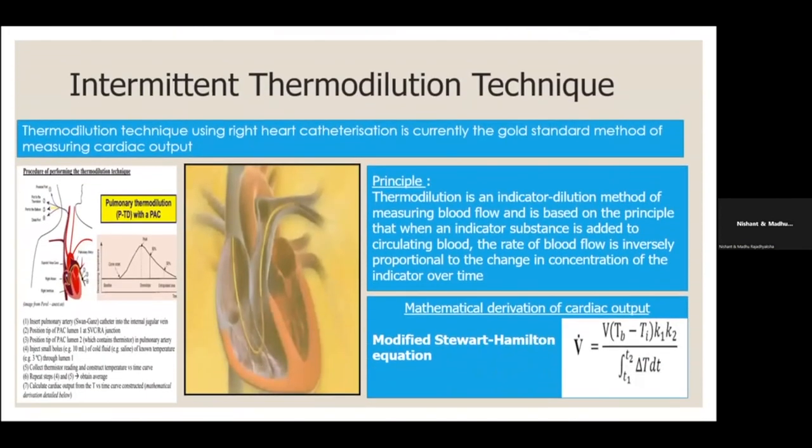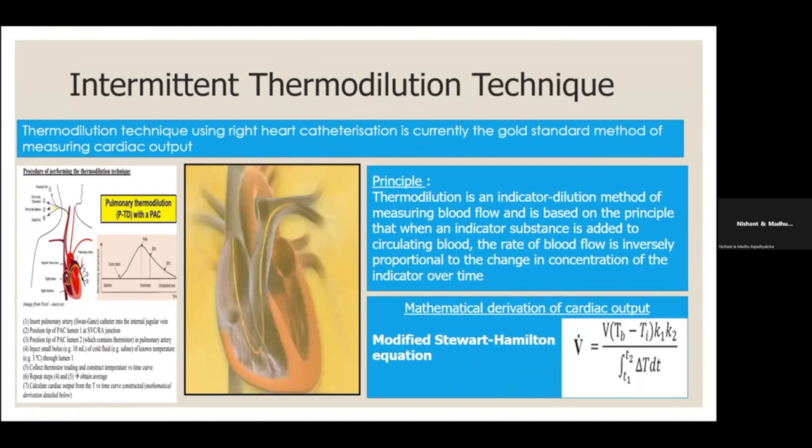Next is intermittent thermodilution technique. Thermodilution technique adopts the indicator dilution principle, and a known volume, usually 10 ml, of known temperature is injected into the RA in 2 to 4 seconds.